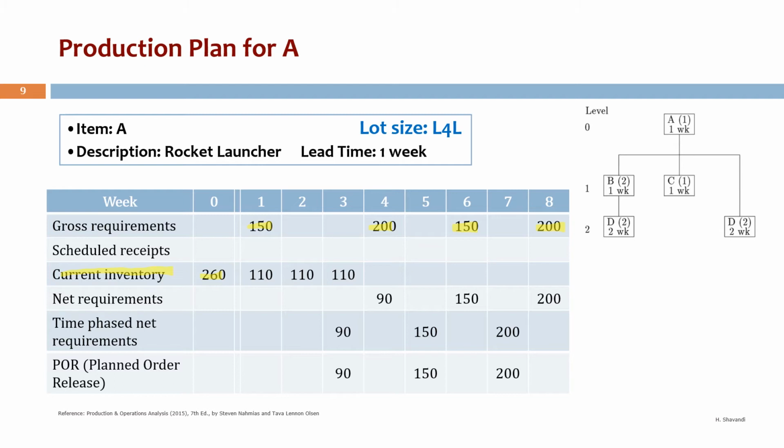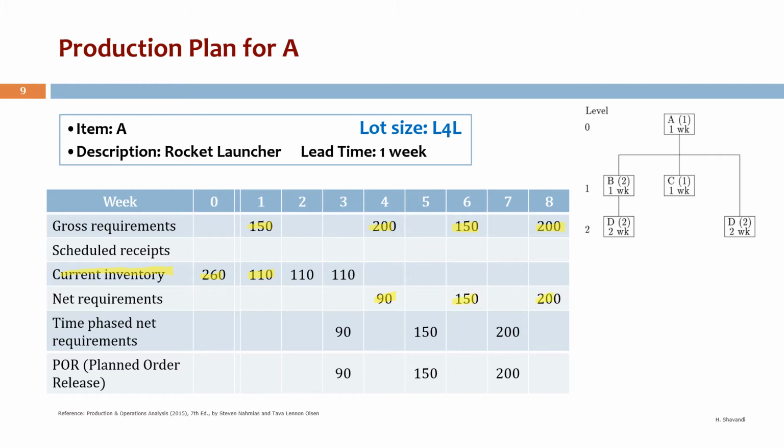So at week 1, we need 150. We have 260 in the inventory, so there will be no need for production, and the inventory at the end of week 1 will be 110, and we'll have 110 in inventory up to week 4. At week 4 we need 200, we have 110, so the net requirement for week 4 will be 90, and the rest of the numbers will be the same.